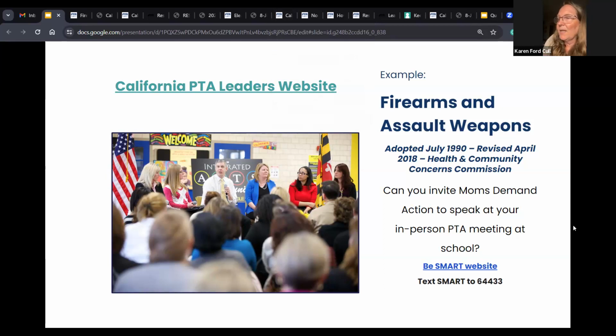Yes. So here's an example where Moms Demand Action is pretty much a campaign group. And so nearly everything they do under Moms Demand Action is campaigning, right? And so in that sense, they would have to be partnering with us on a particular bill that California PTA was supporting for us to invite them to come and speak on that basis. But they have a program called Be Smart, which is an education program, right?